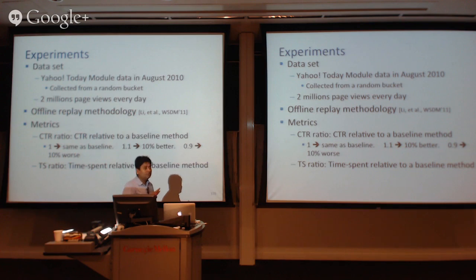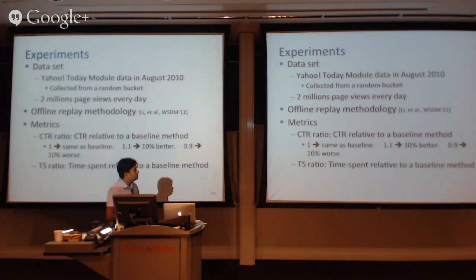Some of the things I'm talking about have been run in production, some of them have not, but that doesn't matter because now we have this offline replay metric, which is reflective of what's going to happen in production. So whatever you see here, you should believe it is going to be real, because of the evaluation methodology. We used Yahoo front page data collected in 2010, with 2 million page views every day in the data we have. Yahoo actually has much more than 2 million, and we use the replay method.